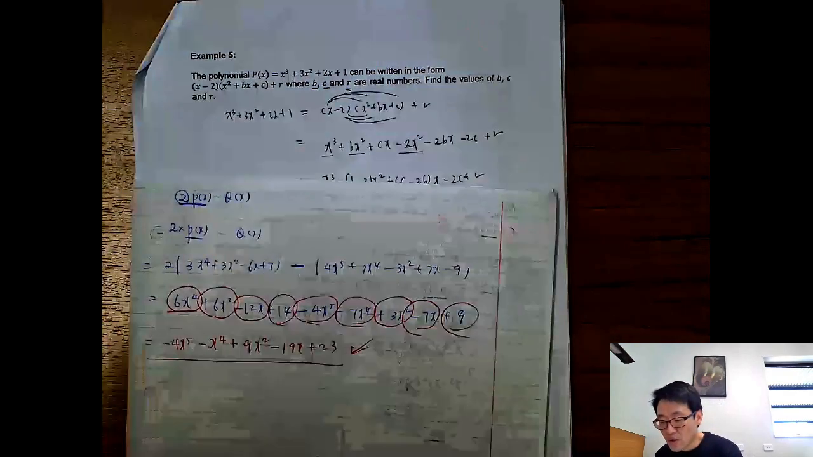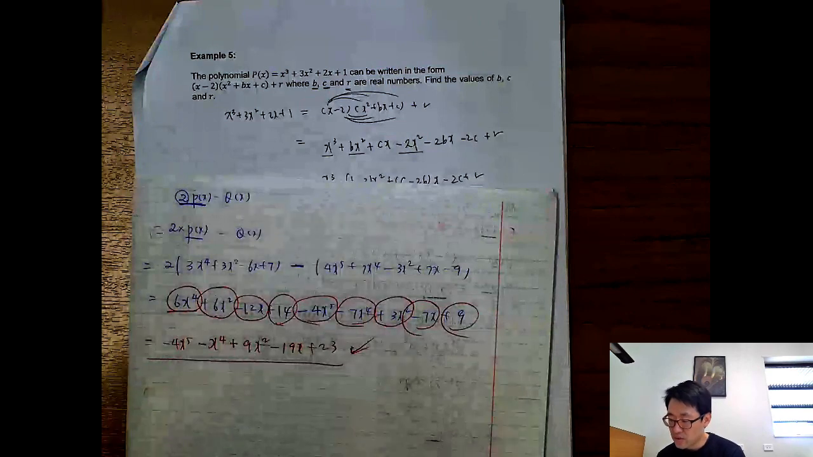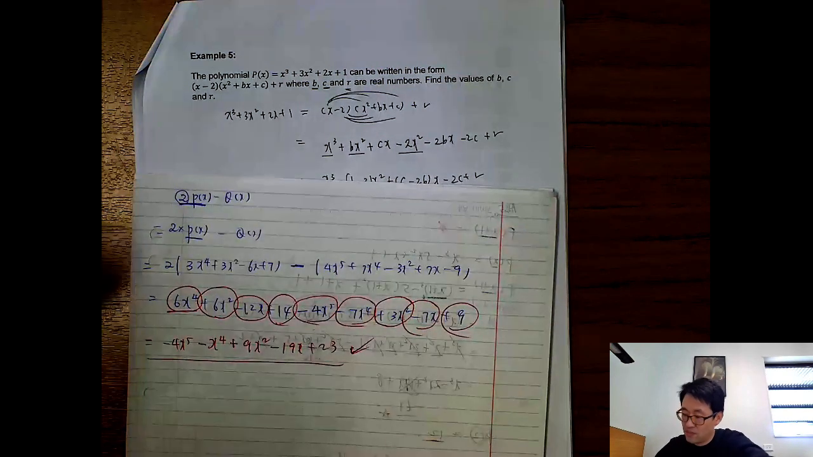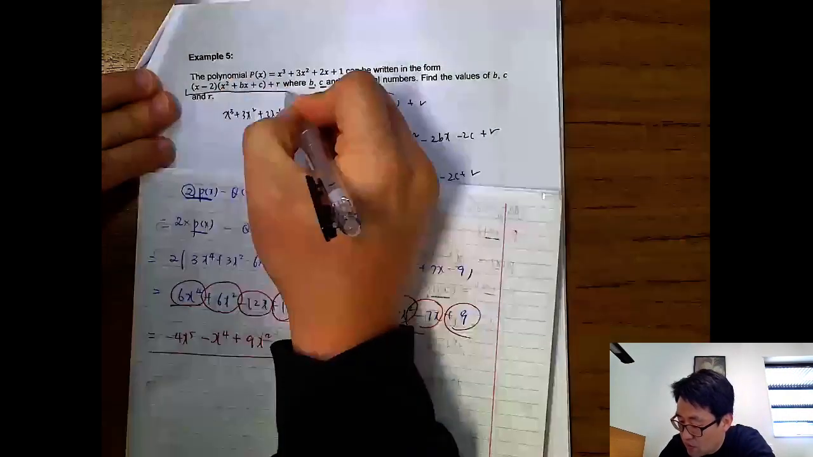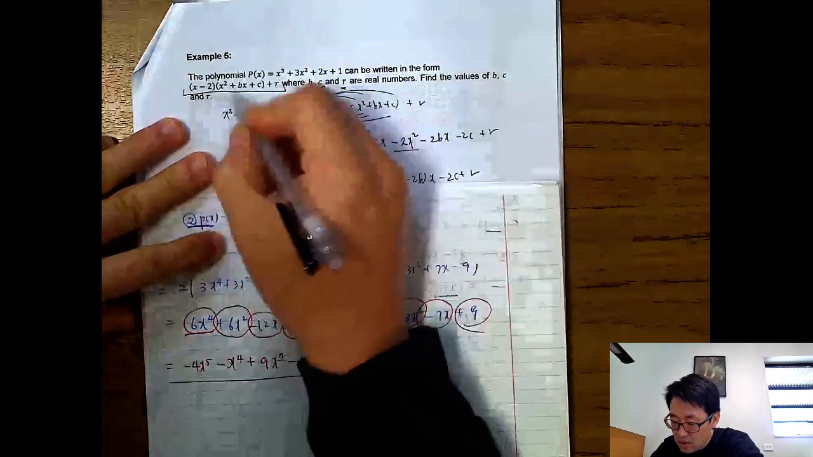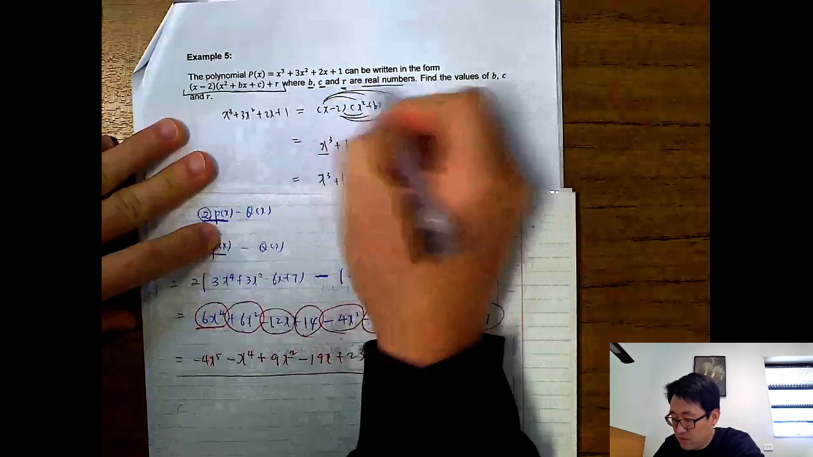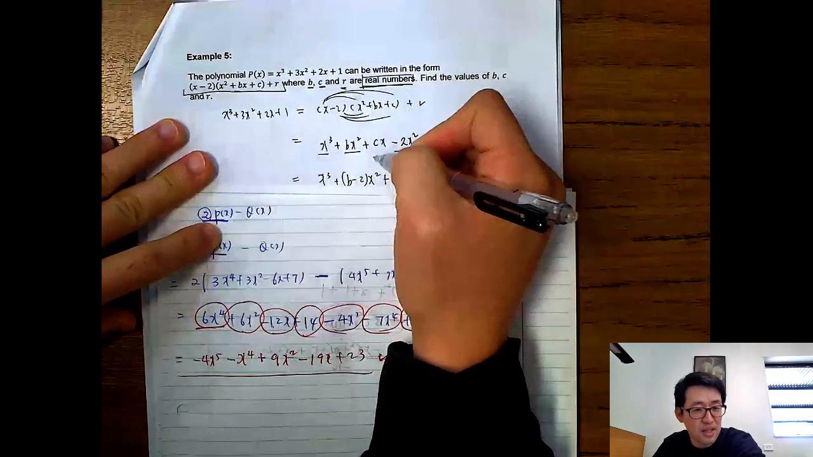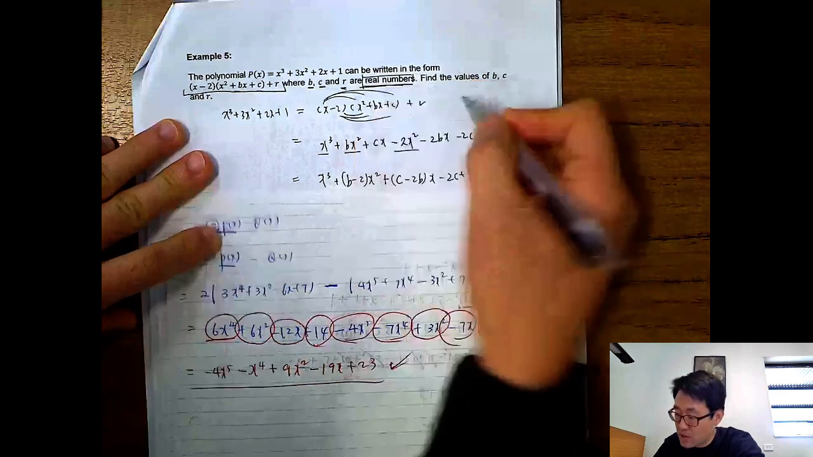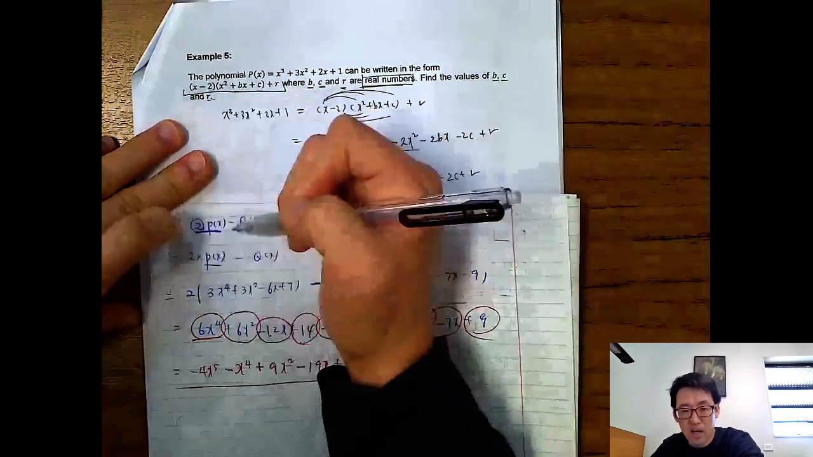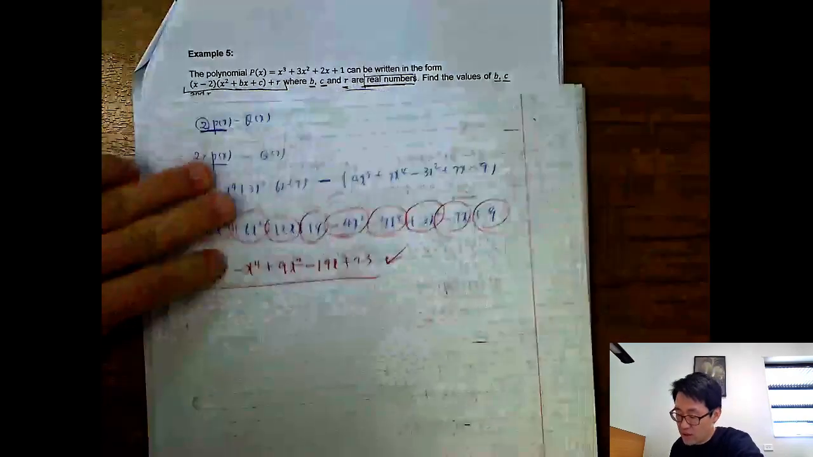I'll just do that. The polynomial px equals this can be written in the form like that, where b, c, r, we don't know what b and c and r are, real numbers. It's just a condition. We're dealing in real numbers anyway, but just giving you extra information. Find the value of b, c, r. Okay, I'll rewrite this.